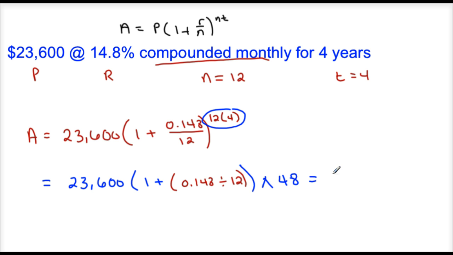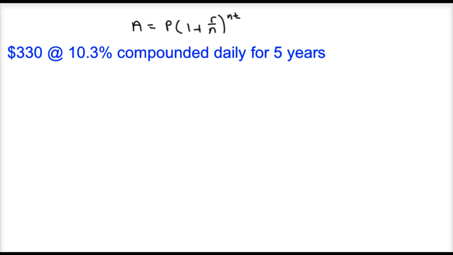So after plugging this into the calculator, we should have got an answer of $42,505.17. One or two more examples left. $330 at 10.3%, compounded daily for 5 years. So P is 330, R is 10.3, N equals 365 daily. Okay, how many days in a year? 365, and T equals 5.